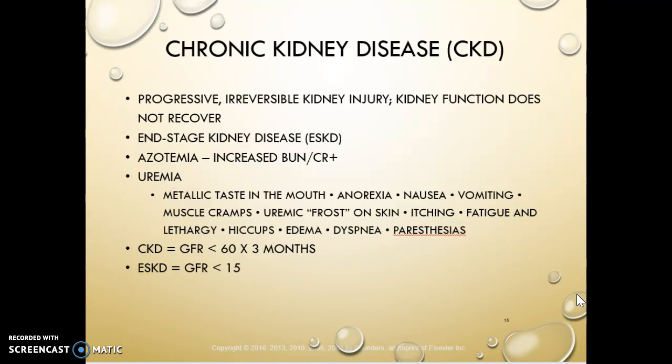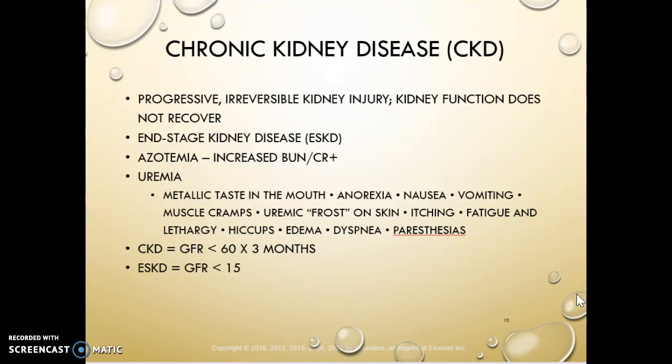With this disease, you have a condition called azotemia, which means there is an increased BUN and creatinine level, which is indicative of protein metabolites not being able to be excreted from the system. And the same thing is true for uremia, which is uric acid in the blood because uric acid cannot be removed from the body through the kidney system.